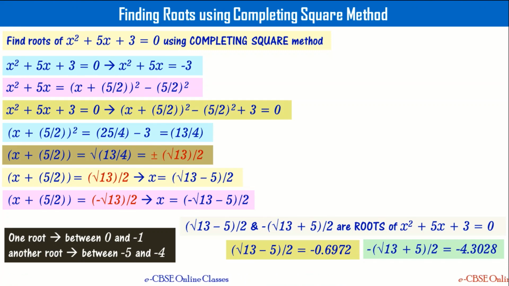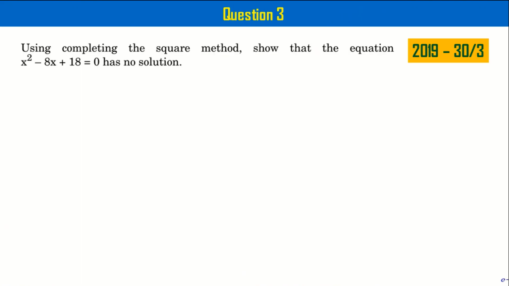So what you have learned now is that the completing square method is going to help you find roots of quadratic equations which are non-integers. Please take a note of that. And let's go back to our original problem. Using the completing square method, we have to show that the equation x square minus 8x plus 18 equal to 0 has no solution.